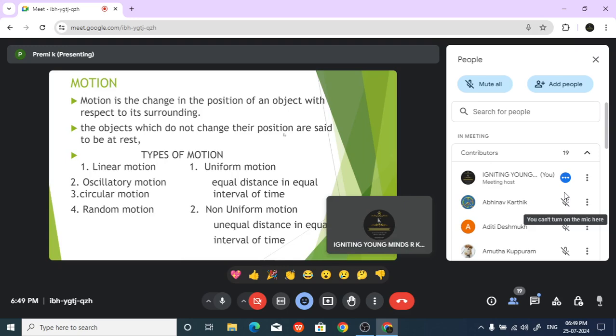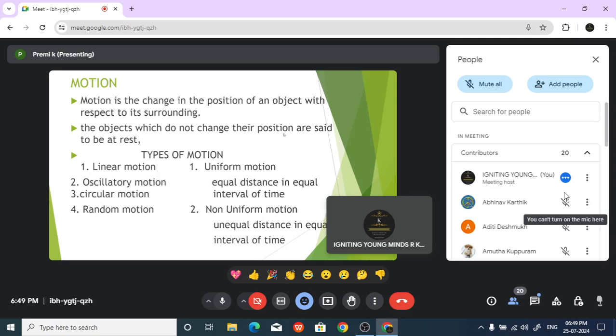Linear motion is when an object moves along a straight line. From one point to another point in a straight line, it is known as linear motion. Can we say this train moving from Salem to Coimbatore is in linear motion? Yes, sir. The train moves from Pune to Bombay. So, like that, from one place to another, that is called linear motion.